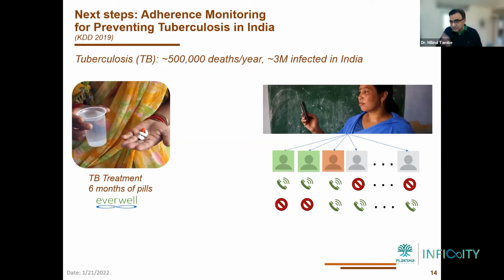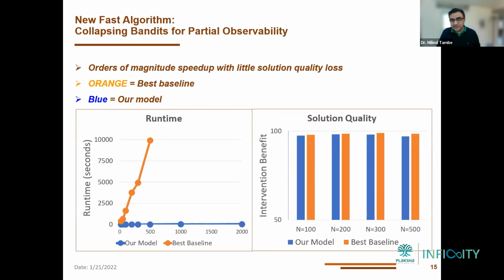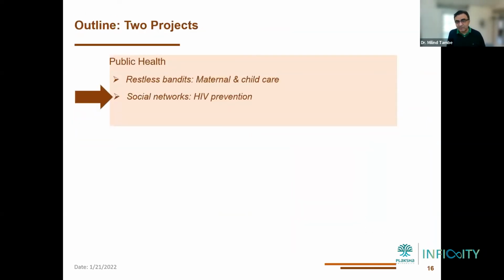This problem is similar to the problem I showed with Armman, except the state of the patients is not known in advance. So this is a problem of restless bandits with partial observability. We have done a simulation study that was published in NeurIPS 2020 and shown that our algorithm shown in blue is much faster than the state of the art while losing very little in terms of solution quality. There are lots of interesting challenges here, but in the interest of time, I'm going to move on to the next topic, which is social networks for HIV prevention, work that we did with my group at Harvard.